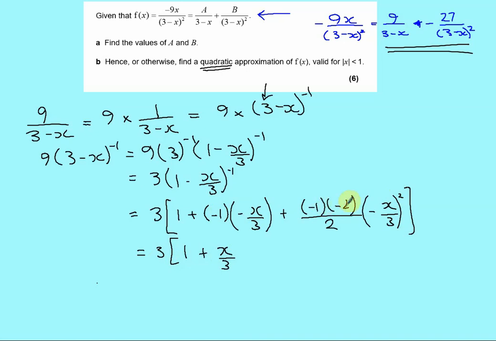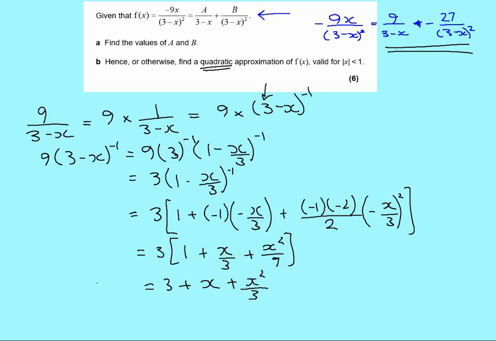So what's going to happen here? That's a positive. That's a 2. 2 divided by 2, that's going to cancel out. And minus x over 3 times minus x over 3 is x squared over 9. And we have 3. So expand this now. 3 plus the 3 and the divide by 3, they're going to cancel out. And 3x squared over 9 is the same as x squared over 3.